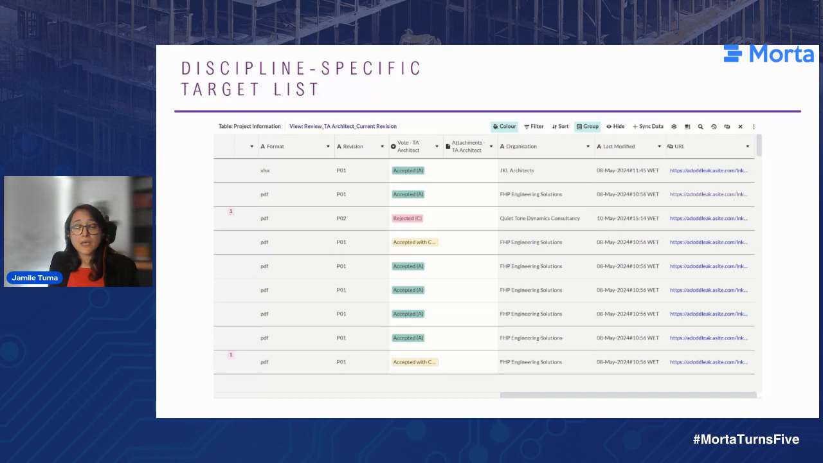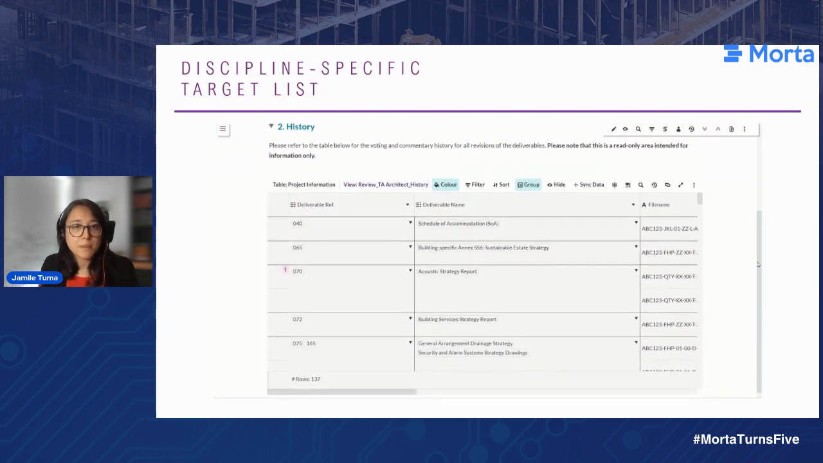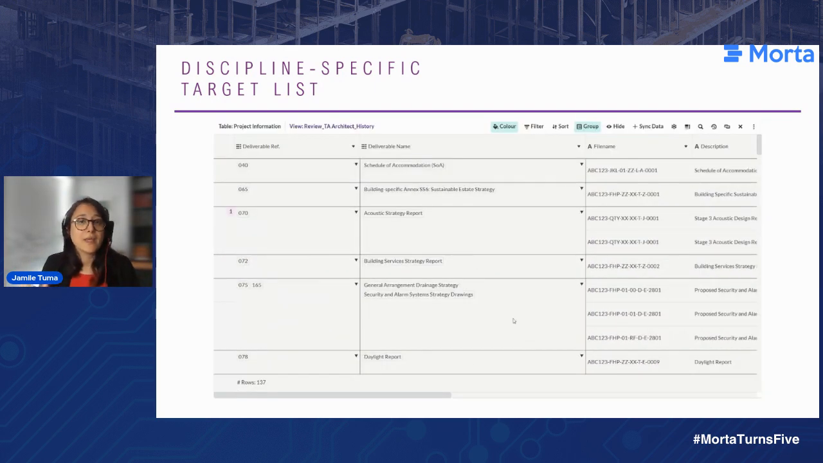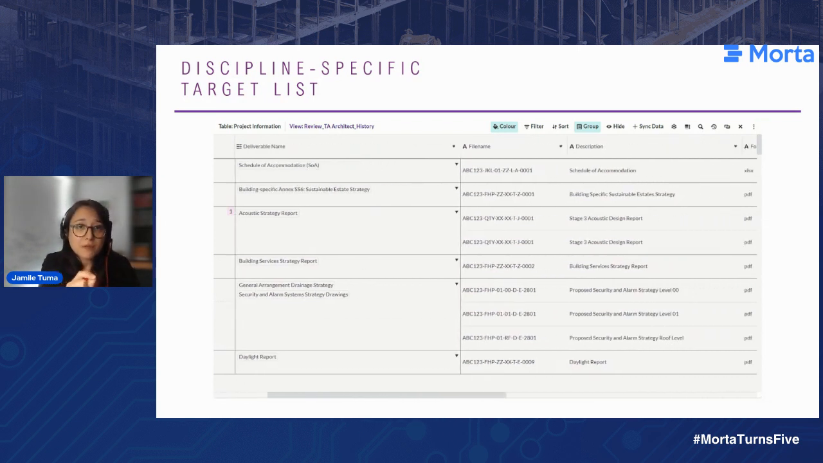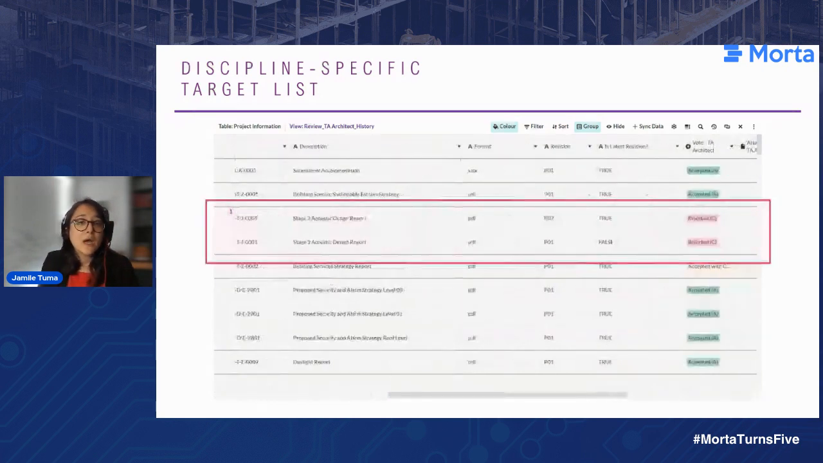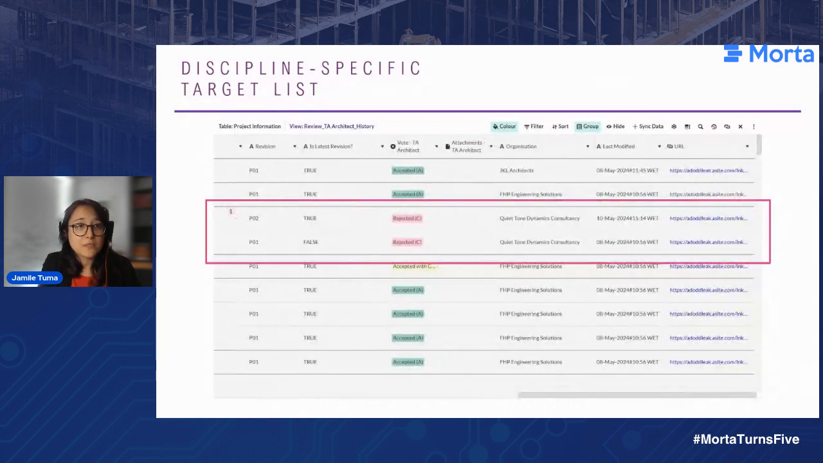If they want to quickly refer to the previous versions, they go to the history tab of their page. The history is essentially the same list, but unfiltered for its latest revision, so we're going to see all the history of those revisions in there. For that particular file, if we had a P03, the architect will be able to quickly see that they rejected the P01 and the P02 before. If they want to check their comments, they can click on the links, and the links will take them straight to the CDE, where they will be able to see the comments they previously dropped.